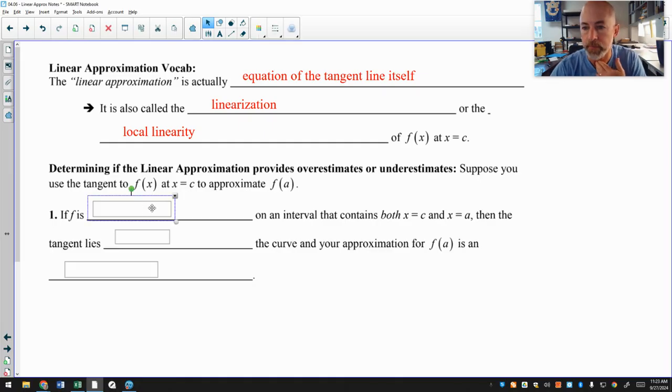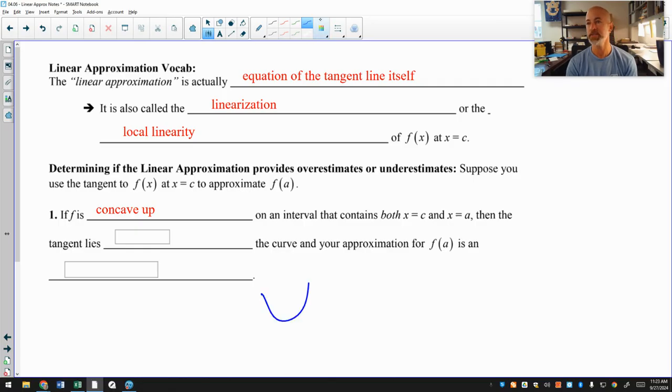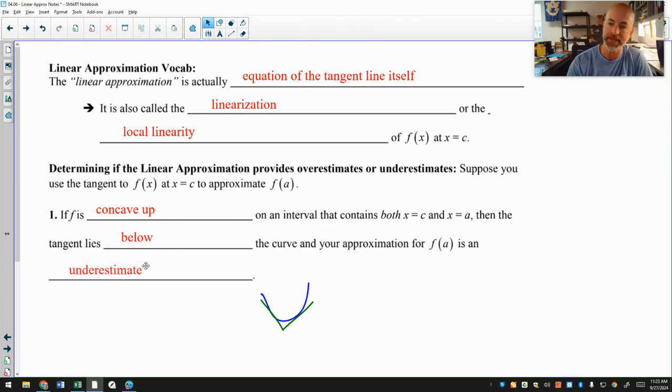And so we're going to go back to concavity. If your function is concave up on an interval that contains both the point you are estimating and the tangent point, I'm sorry, C is the tangent point and A is the estimation point, then let's think about what concave up looks like. Concave up looks like this. If I draw a tangent to a concave up function, that tangent, no matter where I'm looking, will always be below the curve, and therefore that tangent line would provide underapproximations for the actual function values.